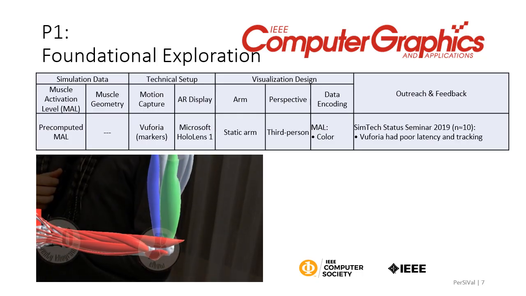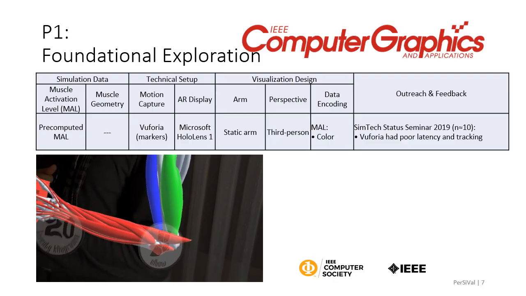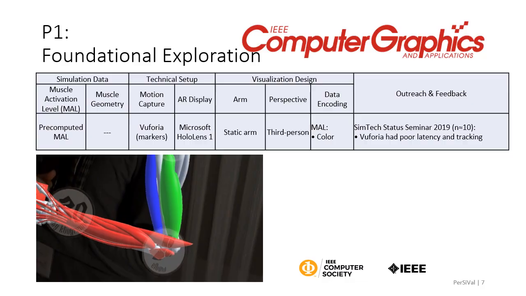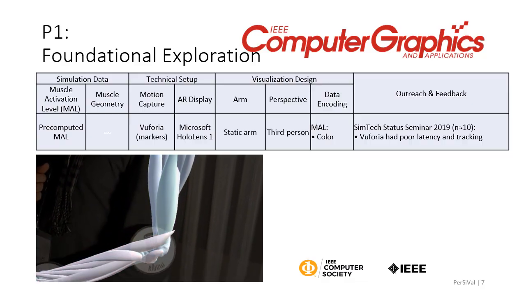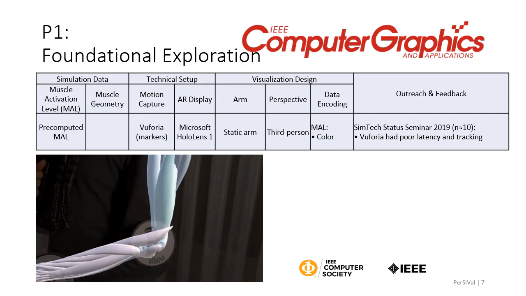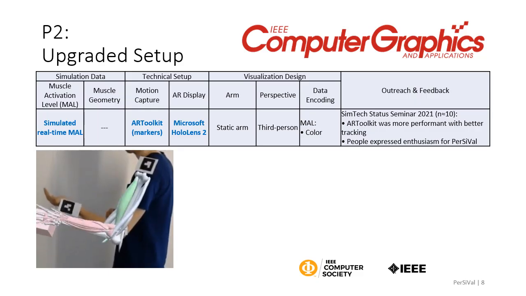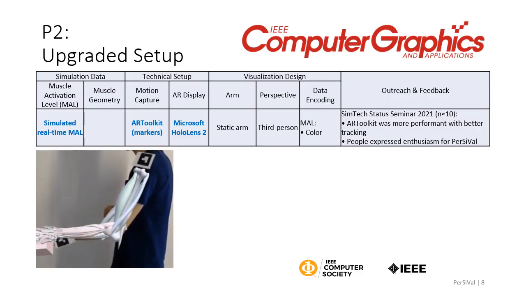We developed our first prototype in 2019 based on HoloLens 1, where we situated reference markers on the shoulder, elbow, and wrist to provide motion capture data. In this prototype, the muscle activation levels were reflected by the color shades on related muscles. We then upgraded this in 2021 with HoloLens 2 and AR Toolkit.